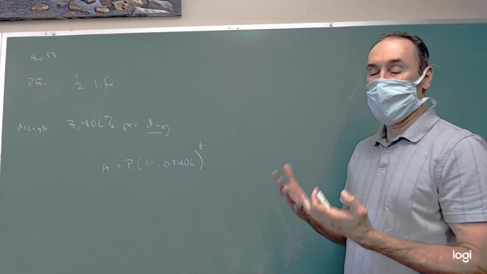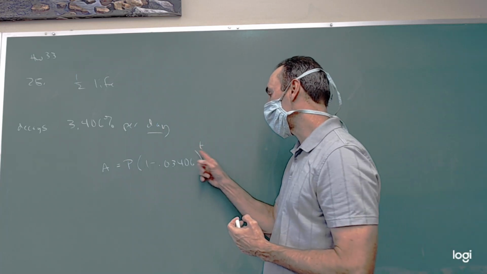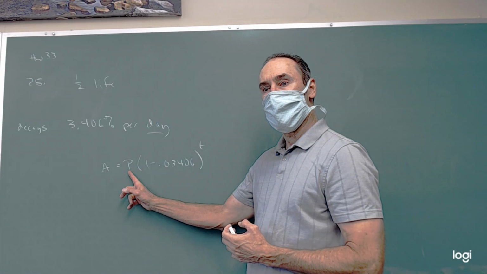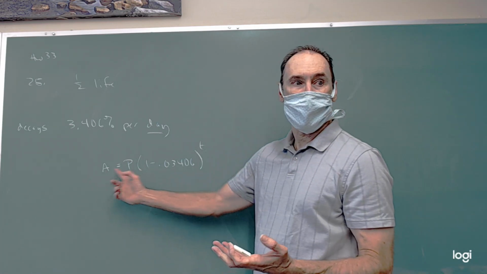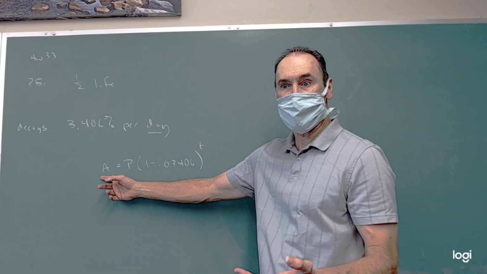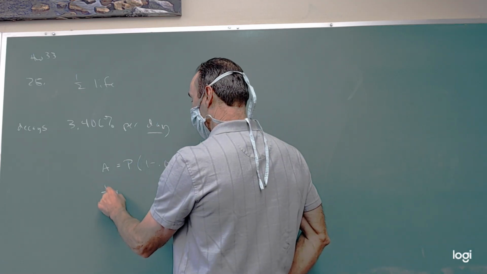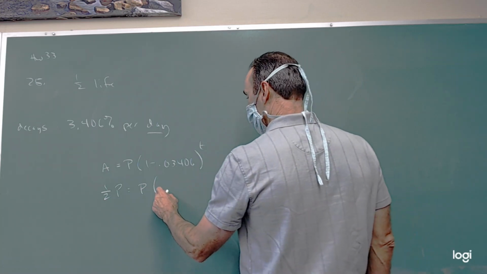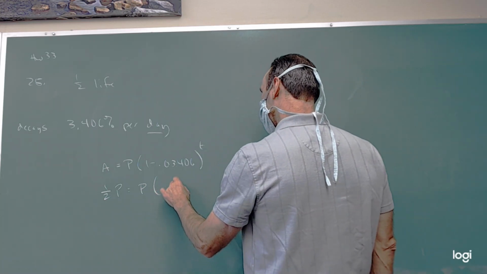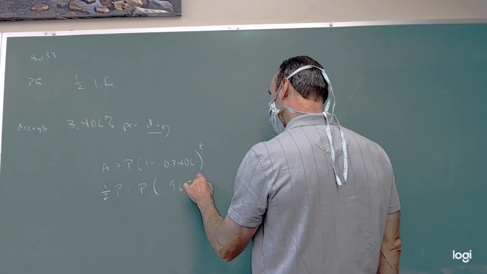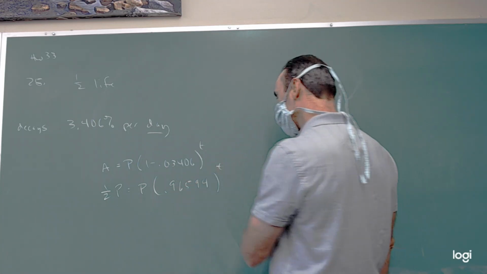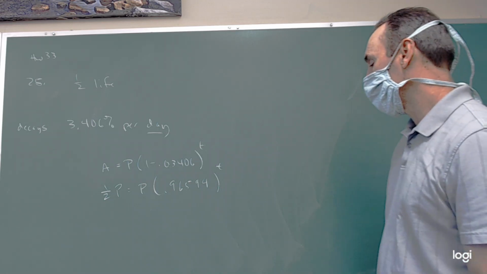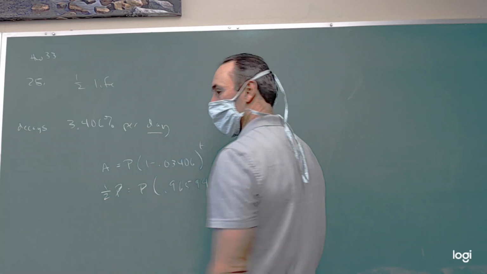And we want to know the half-life. So we want to know how long is it going to take for us to get half of what we started with. So regardless of what we started with, half of that is going to be 1/2 p. So we'll go 1/2 p. And what is that? That's going to be 0.96599, right? And so it doesn't really matter how much we start with, because that's going to divide out.